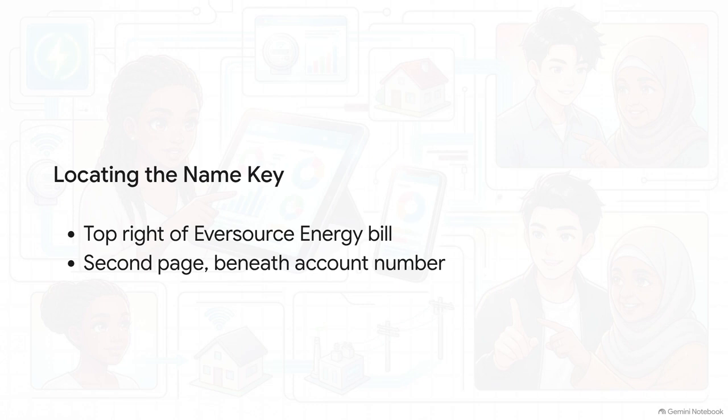You'll want to check 2 specific locations on your bill. First, look up in that top right corner again, right near where we found the main account number. If it isn't clearly labeled there, go ahead and flip over to the second page of your Eversource bill. Look directly beneath that 11-digit account number we talked about earlier. That is usually exactly where the name key likes to hide.